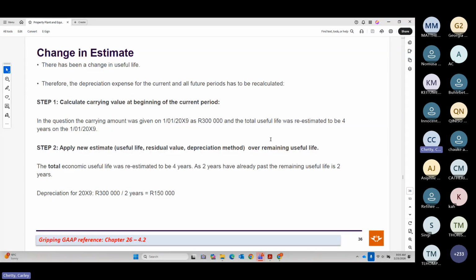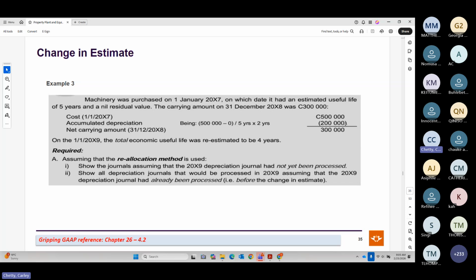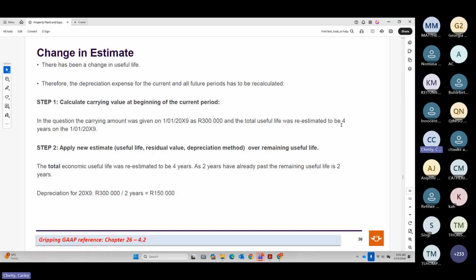So the total economic useful life is re-estimated to be 4 years, but we cannot use the total economic useful life when working out the new depreciation because 2 years have already passed. Remember, we depreciated the assets for the 2 years. That 200,000 Rand represents depreciation for 20x7 and 20x8. So that is 2 years worth of depreciation. So we cannot use the total economic useful life of 4 years as 2 years have already passed.